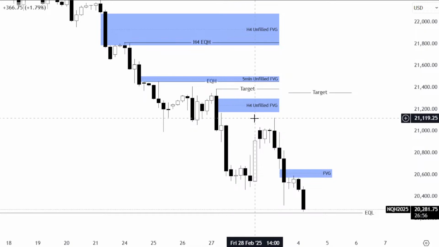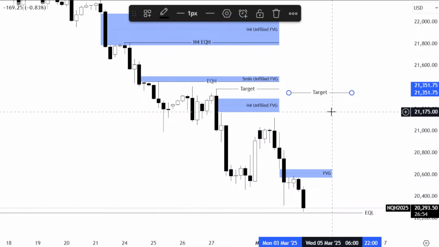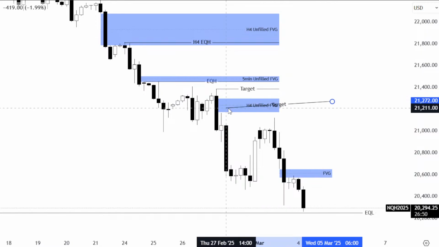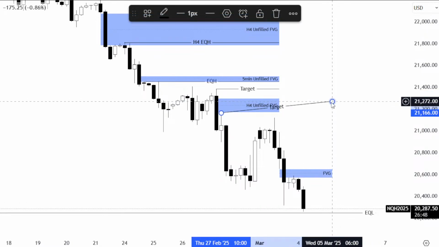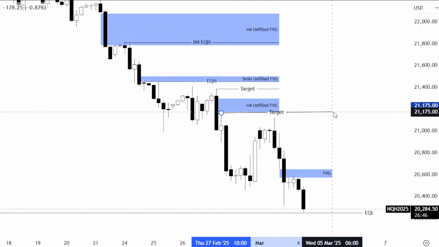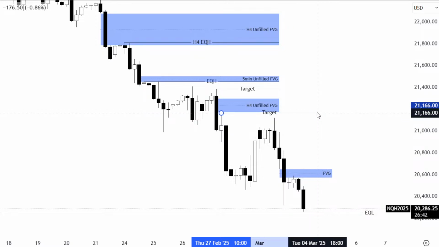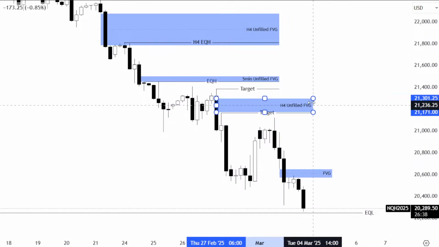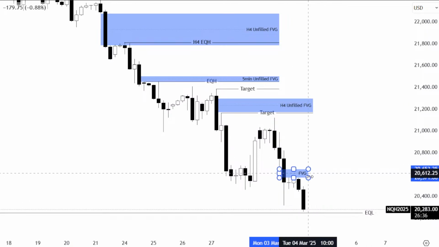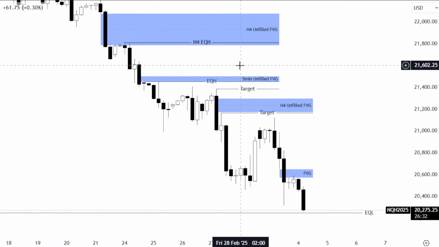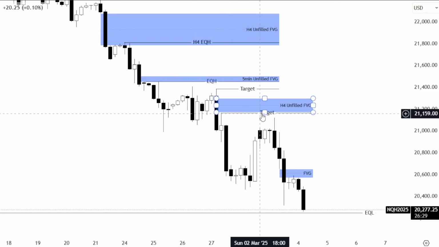Okay, so this is an H4 fair value gap that's not been filled, and there's those highs, which is obviously the target, all those targets. Let's just mark this out properly. Alright, and then we've got all these other targets up here where there's fair value gaps.